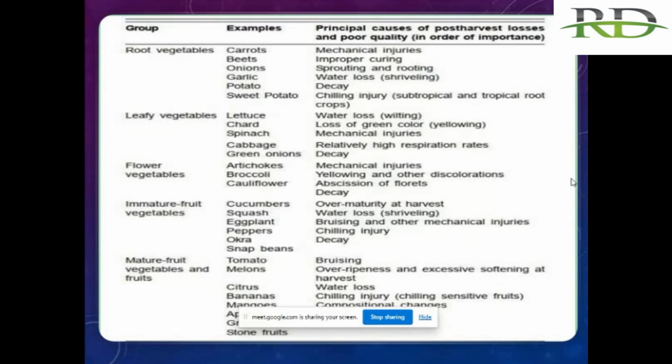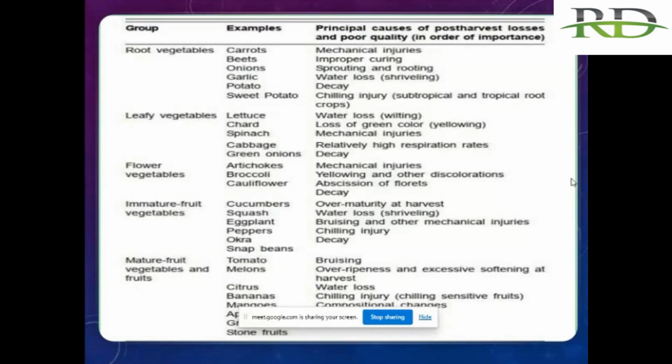Peppers, like capsicum and paprika, have chilling injury. They have to be stored at a good temperature, not a very low temperature, because tropical vegetables may suffer chilling injury. Tomato is a very soft and juicy vegetable, so if they are tightly packed and the packing is not proper, bruising injuries will occur.